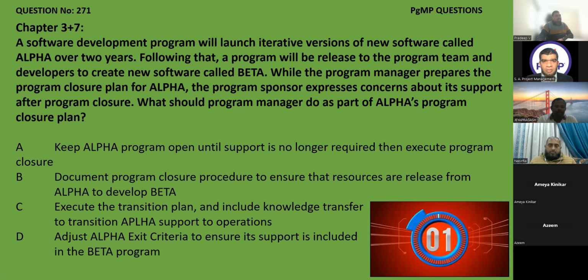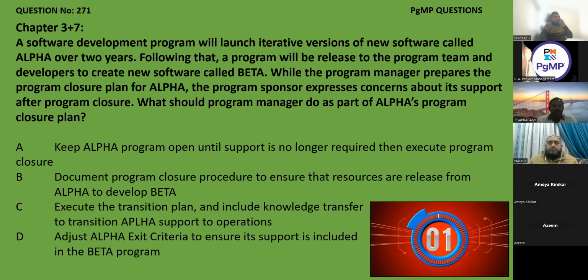My doubt is, in option C, execute the transition plan and include knowledge transfer to transition to beta support to operations, is that also a right answer? No. Again, from the closure phase, risk transition, knowledge transition, information transition: you will give to the organization, then it comes to beta. Same as in option B, you cannot do resource transition from alpha to beta. You cannot do information or knowledge transition from alpha to beta. It will go to the organization and then to beta. So there are no direct transitions from one program to another program as a program manager. Is it clear?